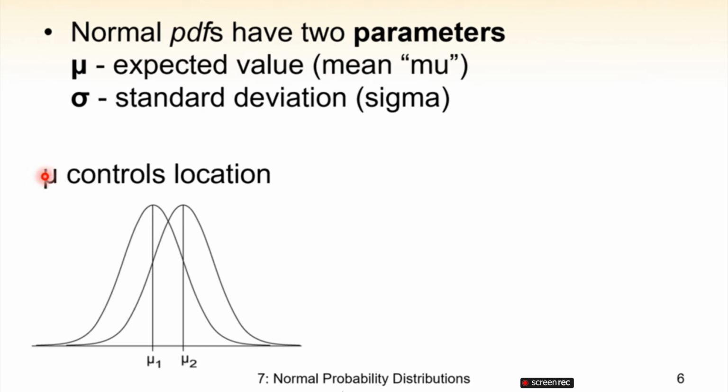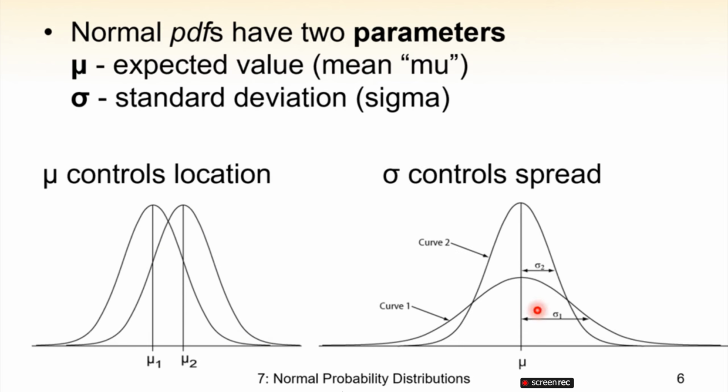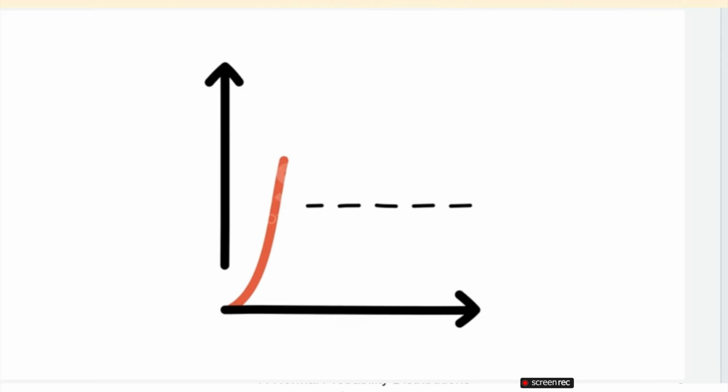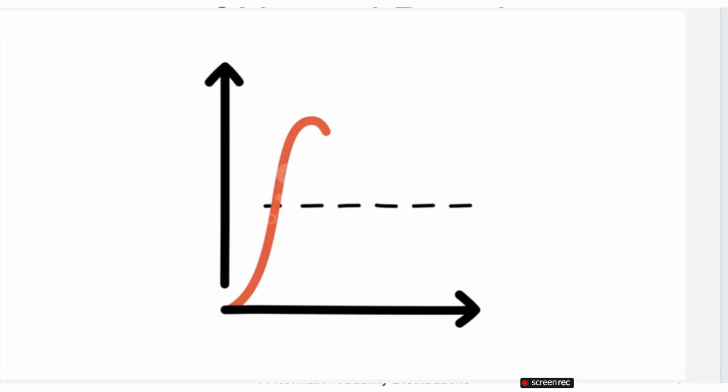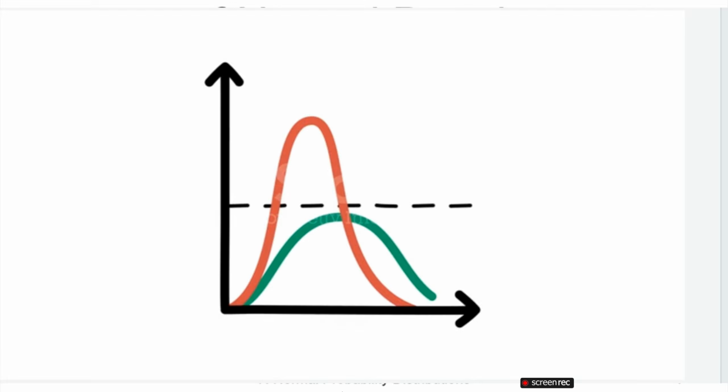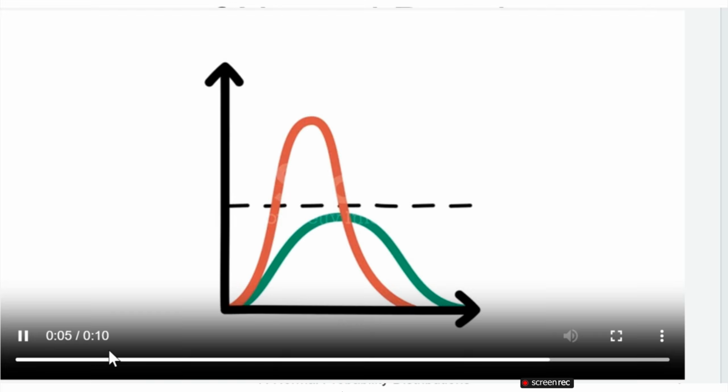Okay, so the mean controls location for our normal probability density curve. It determines location, while our standard deviation talks about the spread. The higher the standard deviation, the flatter our curve is going to be, while the higher the mean, the more skewed the curve is going to be.